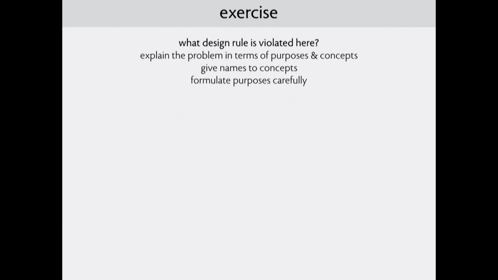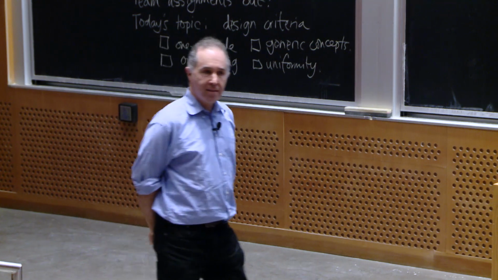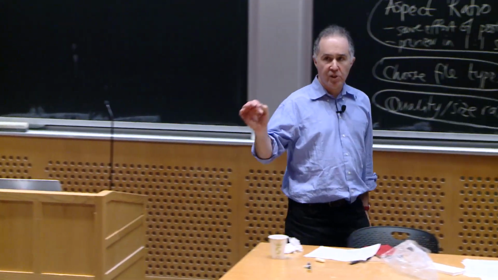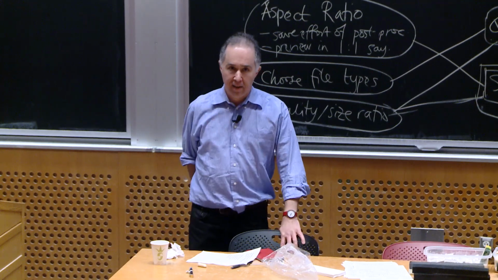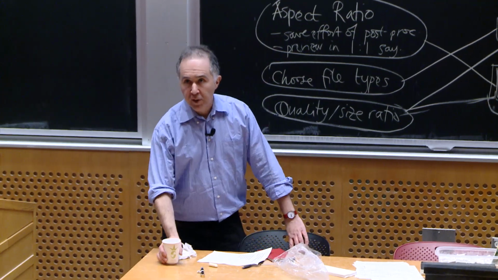So I would like you to do, just for the next 3 minutes, the following little exercise. I'd like you to figure out what design rule is violated in this case. Okay? So what is the problem here in the relationship between purposes and concepts? So again, the answer is going to be extremely simple, but it's a question of just focusing, in a laser-like way, on what the difficulty really is.